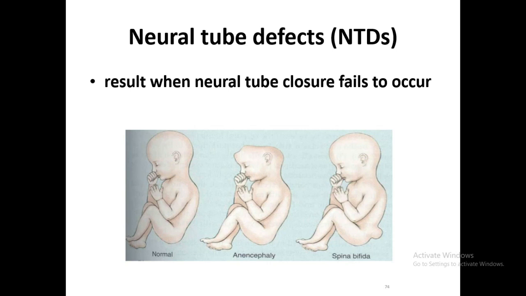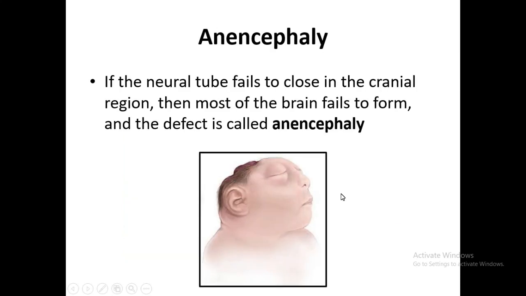Neural tube defects occur when this neural tube closure fails to occur. Here we see that the baby has no brain. This condition is known as anencephaly. Here we see in the lumbosacral region there is a swelling. This condition is known as spina bifida. So if there are neural tube defects, there will be anencephaly and spina bifida. When the neural tube fails to close in the cranial region, most of the brain fails to form and the defect is known as anencephaly.